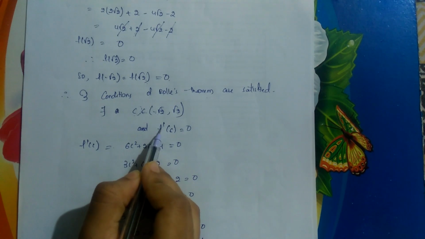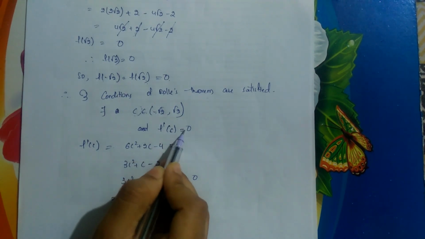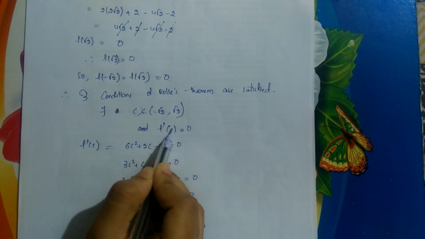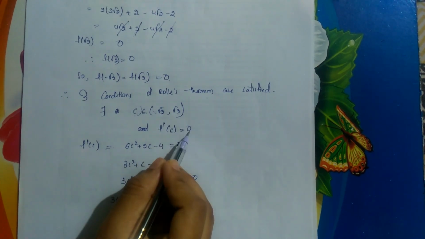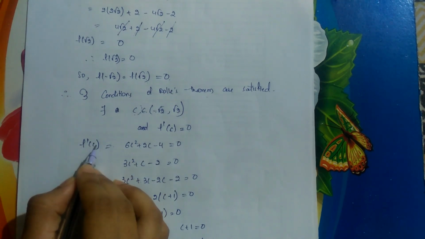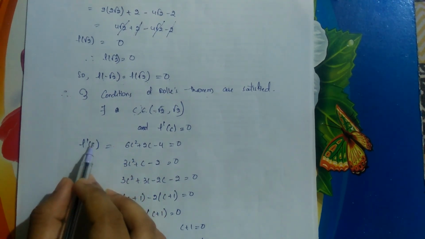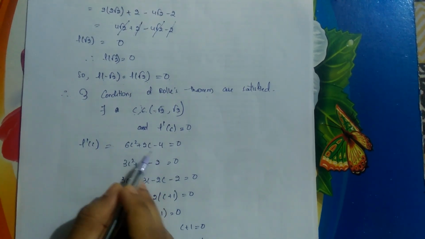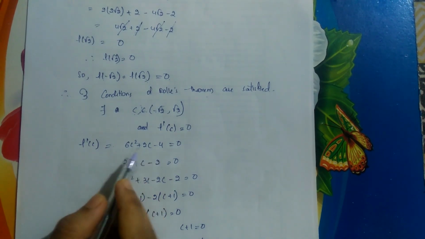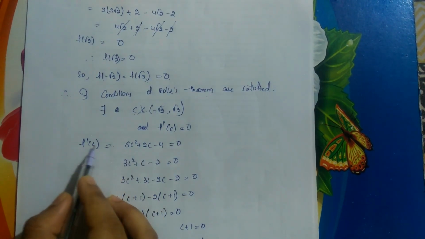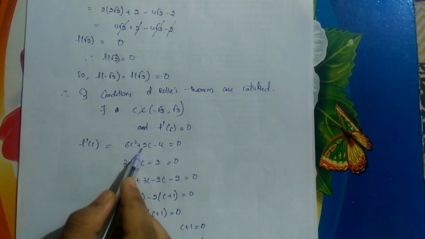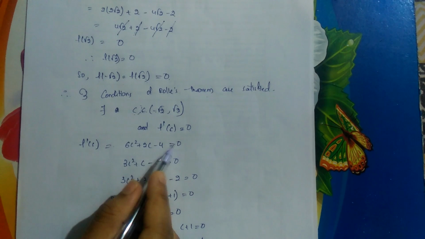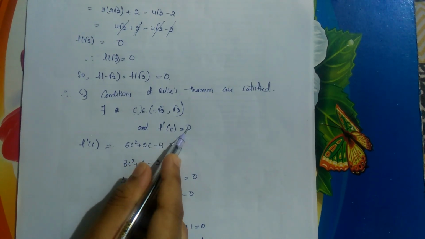And then f dash of c will be equal to 0. This is a condition. The derivative of the function at c will be equal to 0. So f dash of c, we got f dash of x, that is 6x square plus 2x minus 4. But here in the place of x you need to substitute c. F dash of c is equal to 6c square plus 2c minus 4. And given that f dash of c will be equal to 0.